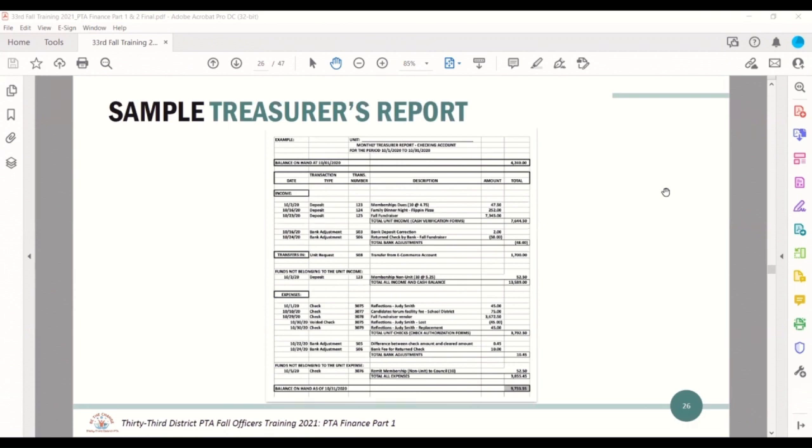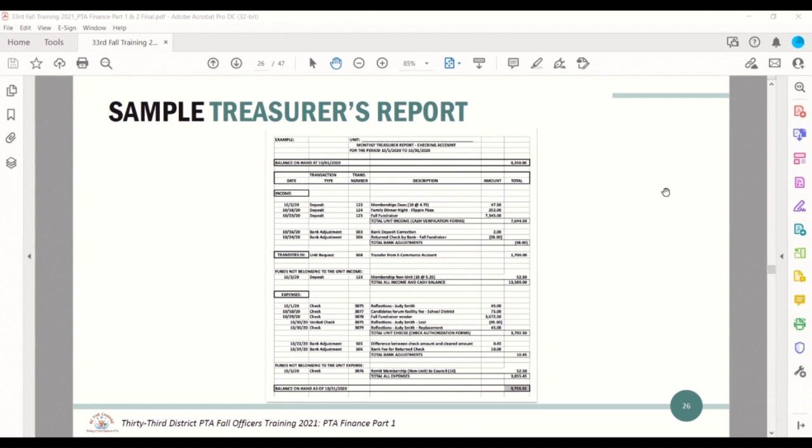Okay, so a couple things we need to make clear: this treasurer's report is going to include all of your deposits and all checks written during that period. So in this example, it's October 2020. All the checks that you wrote during that period are going to be on here, even if they haven't cleared the bank. I'll get into that a little later. And then all of your deposits will be on here.